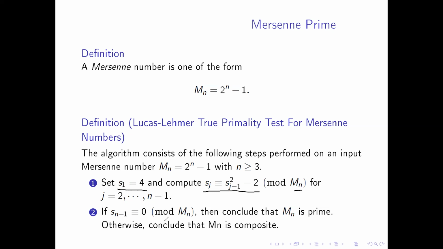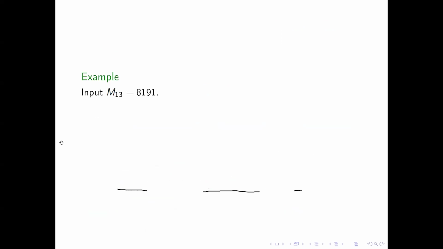Then the Mersenne number is prime. Otherwise, it is composite. So this is a really beautiful part. If it's a Mersenne number, we can definitively say it is prime or it's not prime. But it's only for Mersenne numbers. So let me do a quick example and show you how this works.